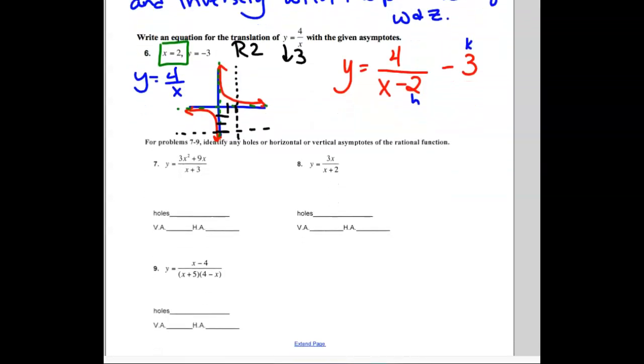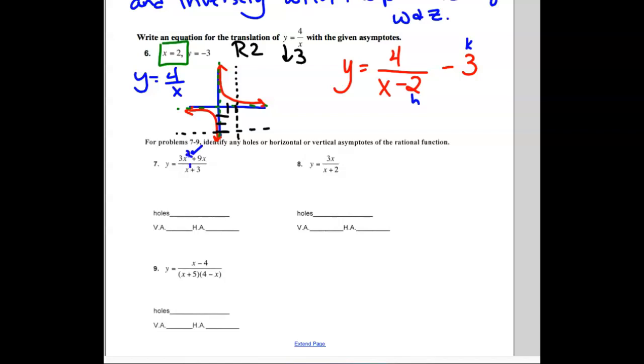Okay, questions 7 through 9. It says identify any holes, horizontal or vertical asymptotes. So we're not actually graphing these, we are simply looking for information about them. So let's start out looking at the degree. Before we even do any kind of factoring, degree is easiest to see in unfactored form. So looking at our example here, number 7, we have a top degree of 2, our highest power is a 2. Our bottom degree, even though we don't see it, is a 1.